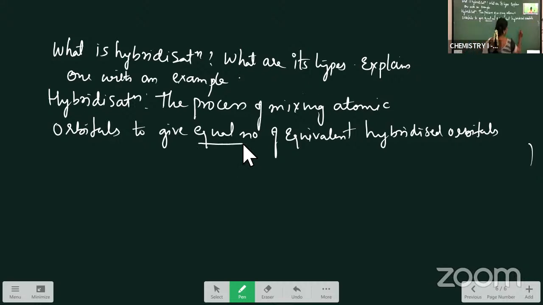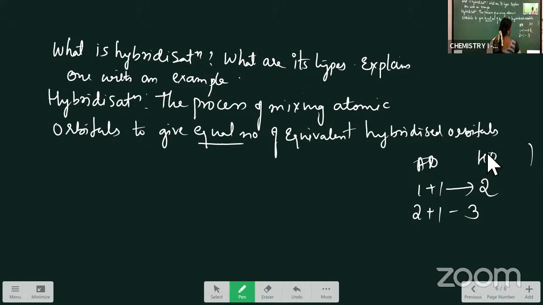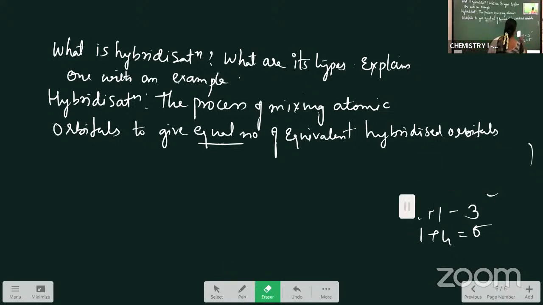Suppose आप 1 + 1 2 ऑर्बिटल्स को मिक्स करते हो तो हाइब्रिडाइज्ड ऑर्बिटल्स कितना होना चाहिए? 2. अगर आप 2 + 1 3 ऑर्बिटल्स को मिक्स करते हो, हाइब्रिडाइज्ड ऑर्बिटल भी 3. जितने ऑर्बिटल्स को आप मिक्स करते हो उतने ही नंबर ऑफ ऑर्बिटल्स आपको मिलना चाहिए. Suppose you mix 1 + 4, 5 orbitals like this. So this is the meaning of equal number of. So that is called as hybridization.